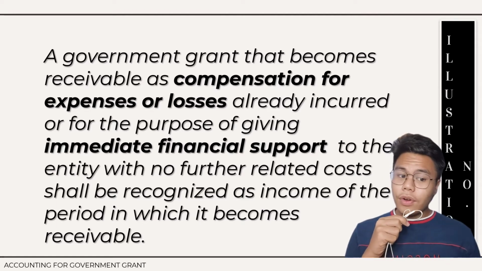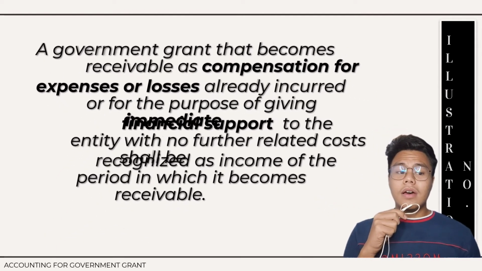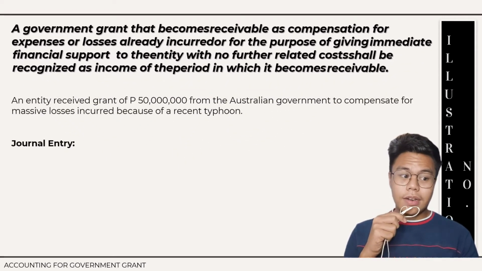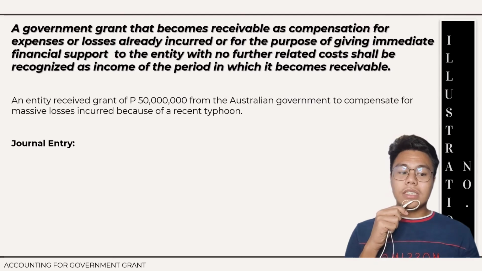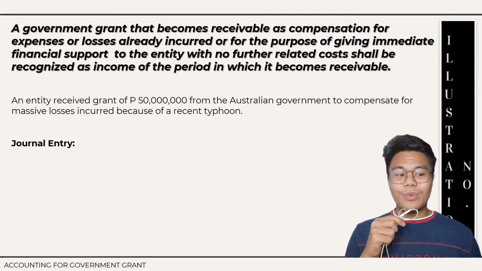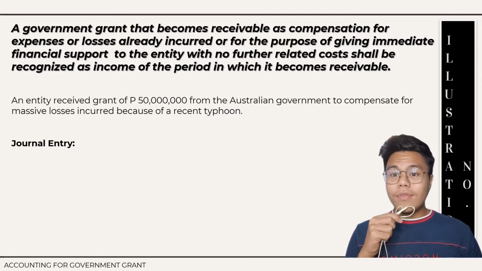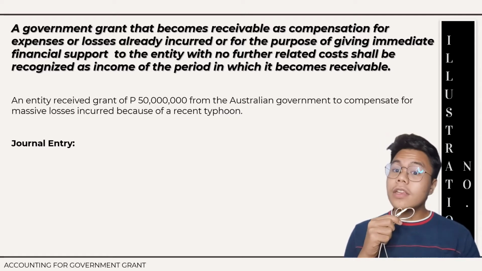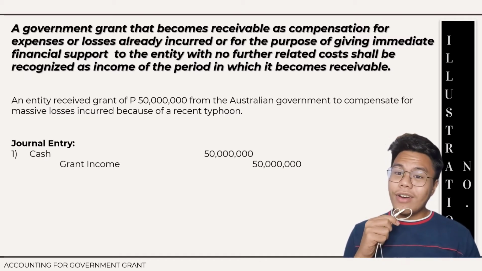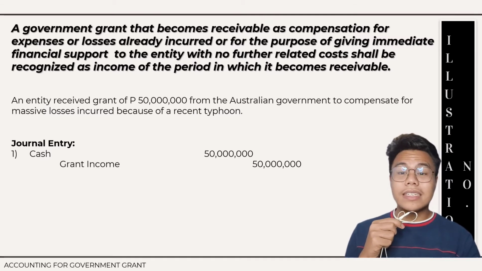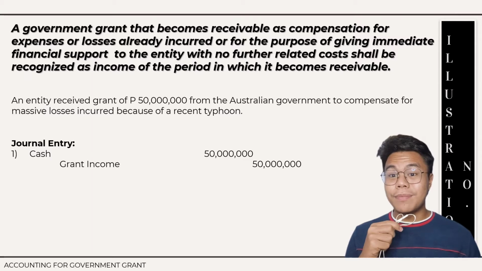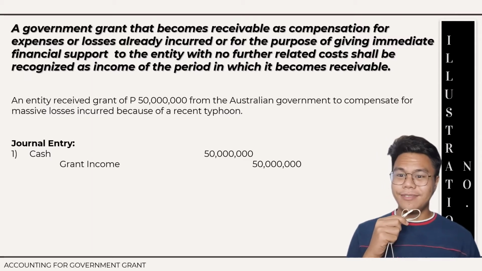For example, an entity received a grant of 50 million pesos from the Australian government to compensate for massive losses incurred because of a recent typhoon. There is no specific asset obtained here, so we would recognize it as cash of 50 million pesos and credit grant income, the income that we have earned, which is 50 million pesos as well for that period.